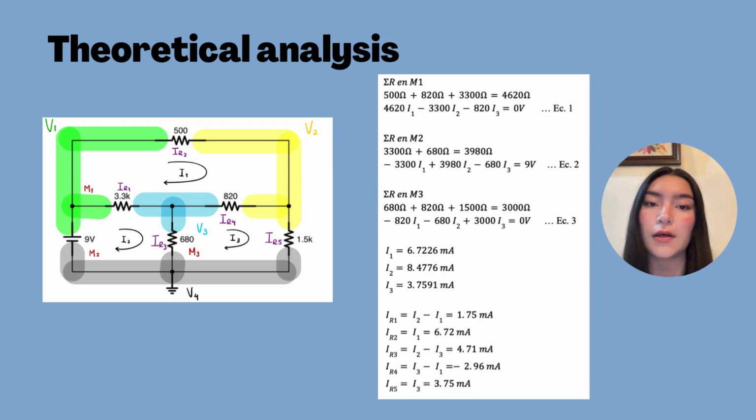First of all, each of the meshes was defined and the direction was chosen, which in this case was clockwise. Then, using this method, we obtain three equations, which when we solve them, we obtain the values of each current. In the same way, we did the necessary operations to obtain the currents of each resistor.